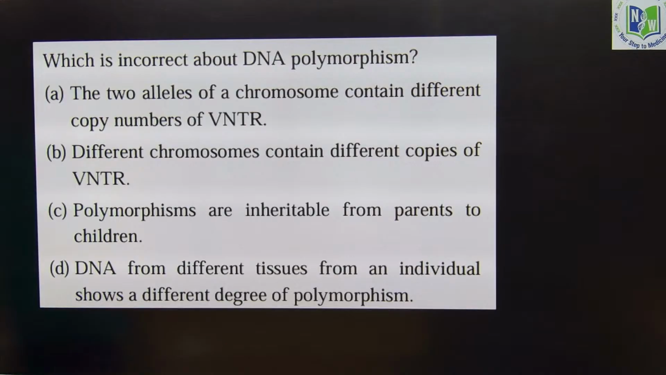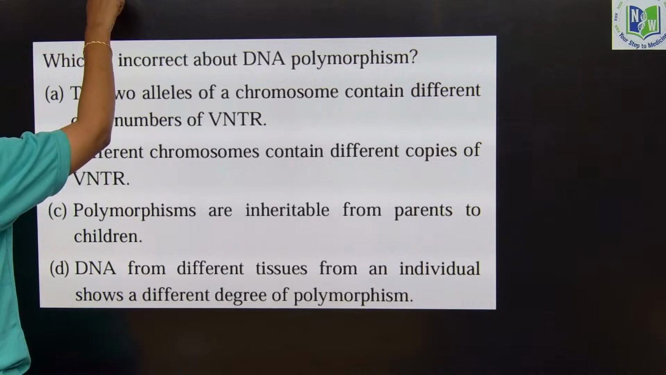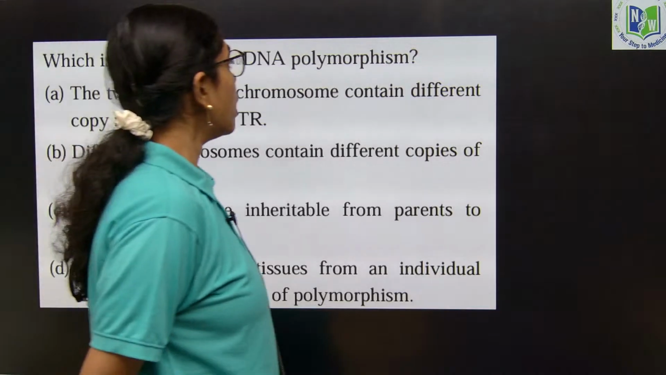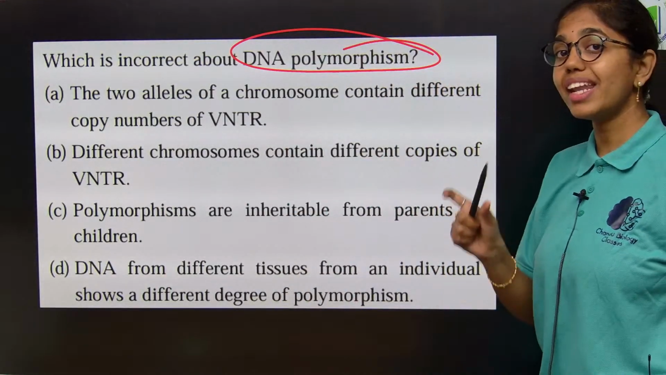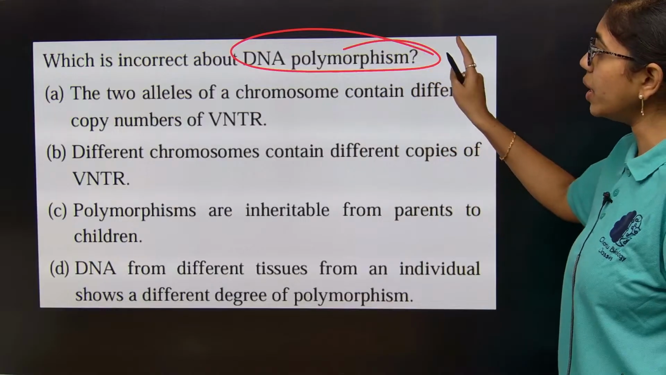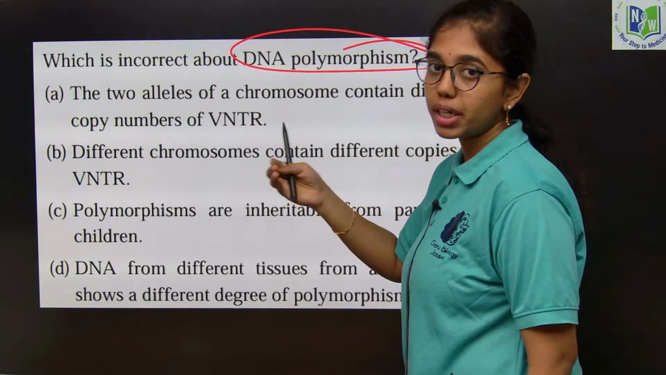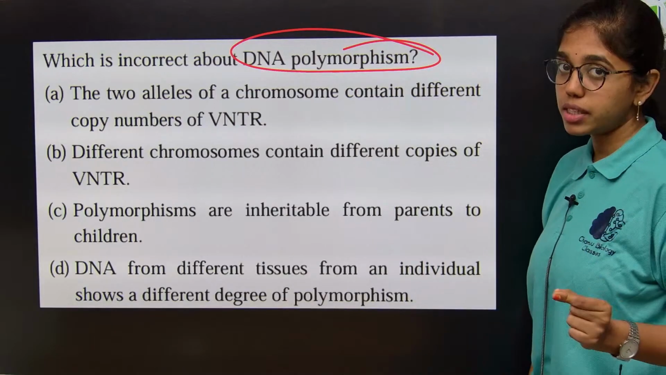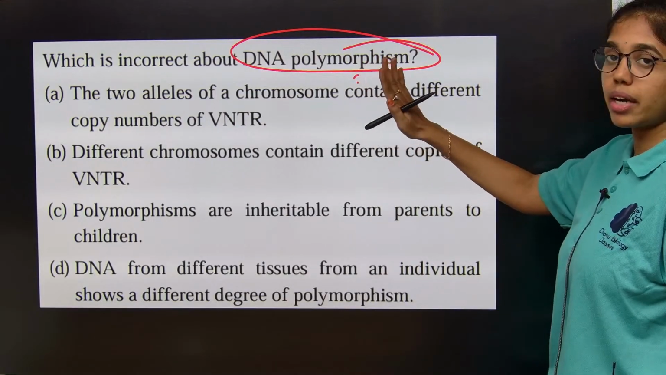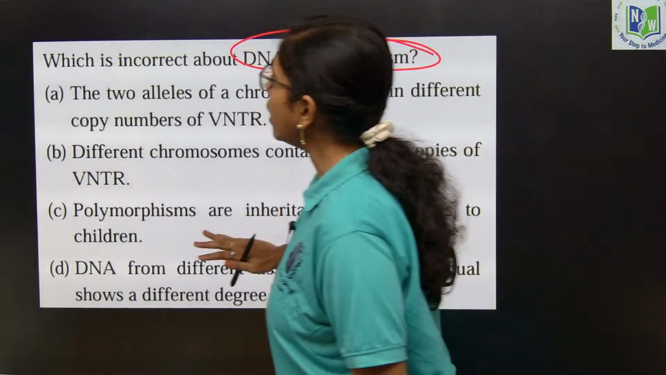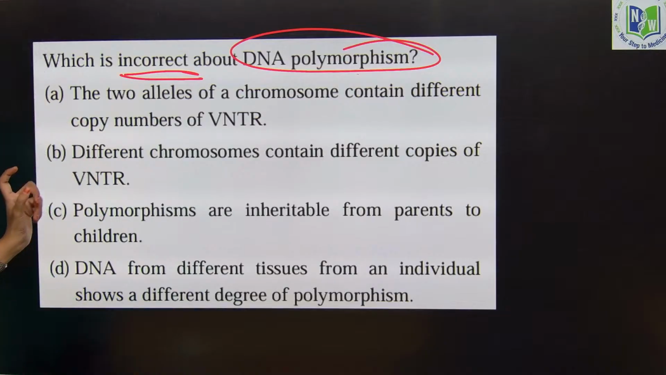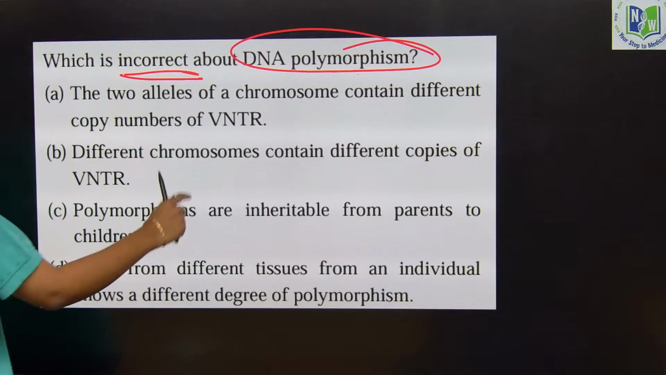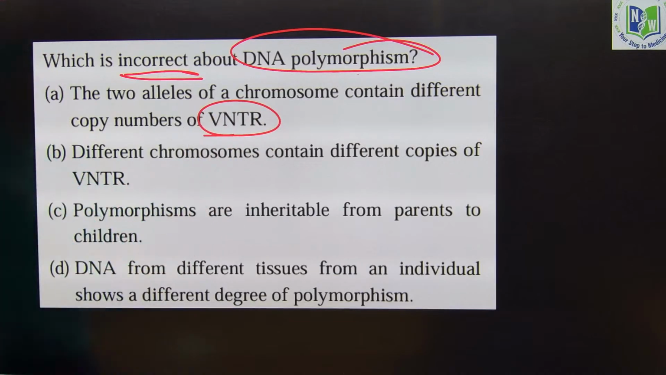Which is incorrect about DNA polymorphism? What is DNA polymorphism first of all? Variations in the DNA or the variants which are observed in DNA is said to be DNA polymorphism, like variable number tandem repeats or the repeated DNA sequences that are seen in DNA, that includes under DNA polymorphism. So, here which statement is incorrect about DNA polymorphism is the question. The two alleles of a chromosome contain different copy numbers of VNTR.